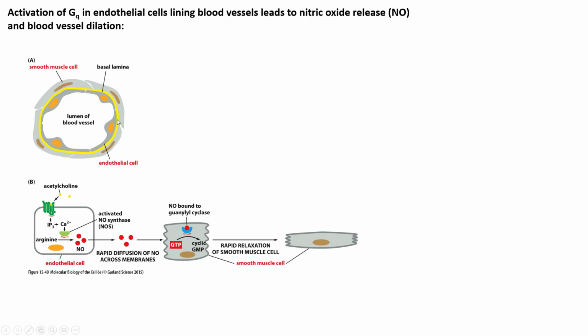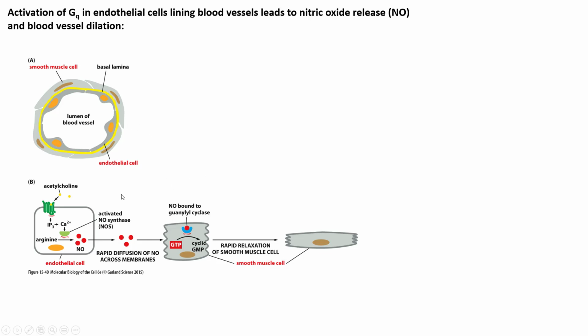On the other side of the basement membrane or basal lamina, you have the smooth muscle cells, and these are a different cell type of different differentiation status. Now, the smooth muscle cells, when they contract, that will lead to constriction of the blood vessel and an increase in blood pressure. Whereas when they relax, this lumen area will get larger, and that will lead to blood vessel dilation, and that will lead to a decrease in blood pressure.